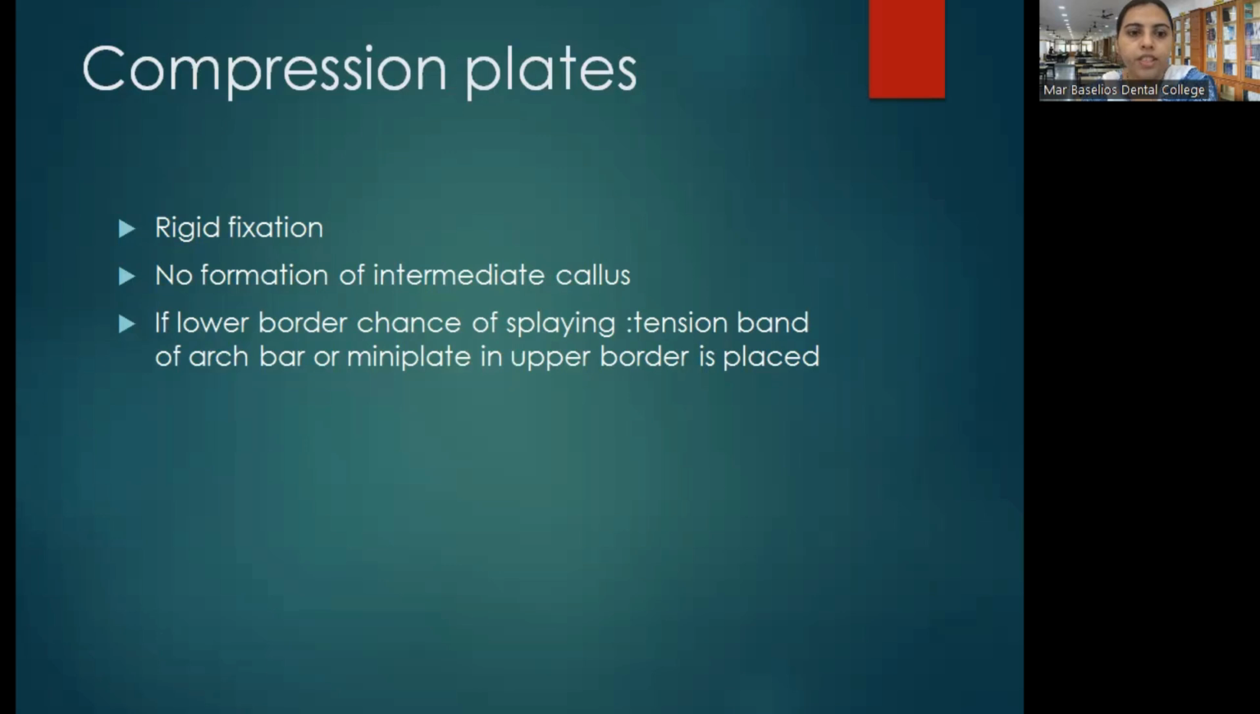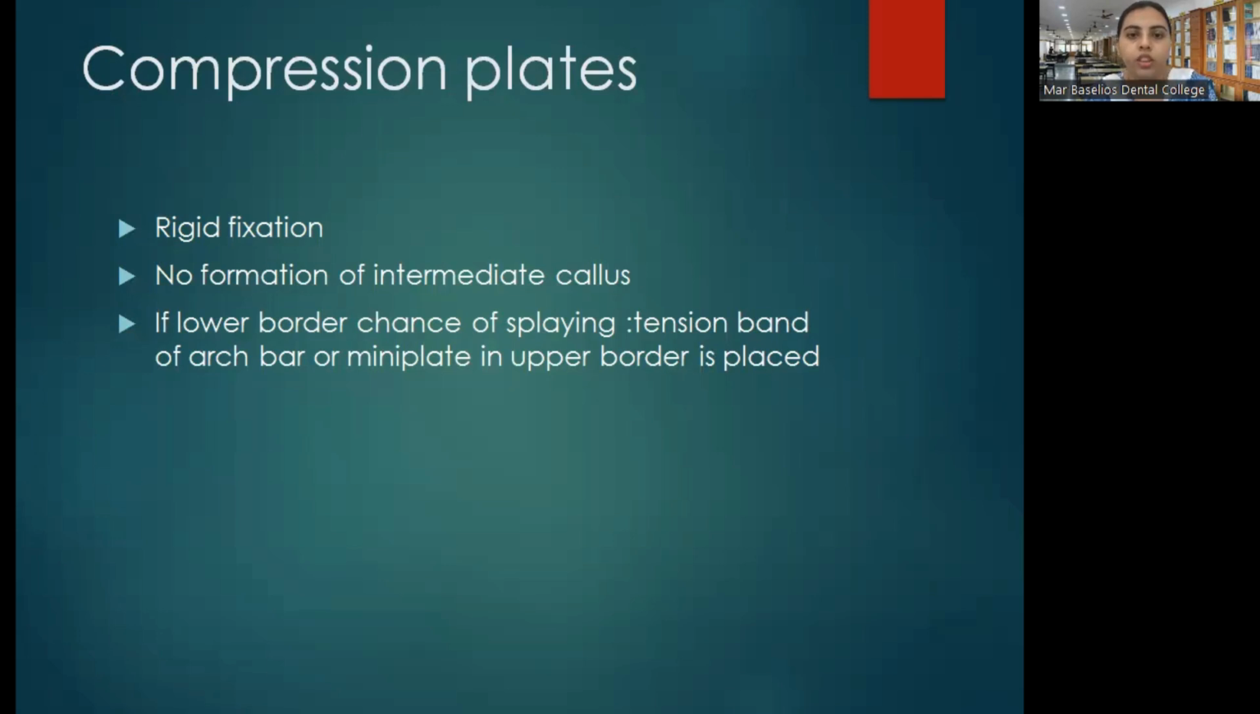Compression plates are used in rigid fixation, or they give a rigid fixation. That is, there is no interfragmentary gap between the fractured fragments. They get completely adapted to each other. The earlier anatomic reduction position is retained, and there is no formation of intermediate callus. And in such cases, with usage of compression plates, we can see a chance of splaying of the lower border.